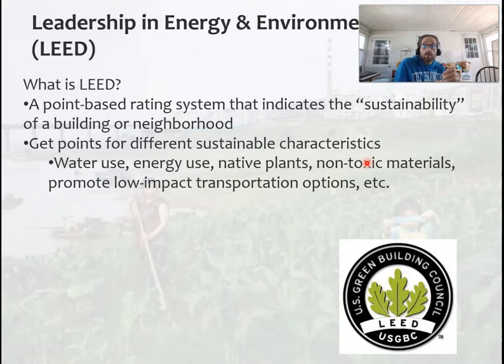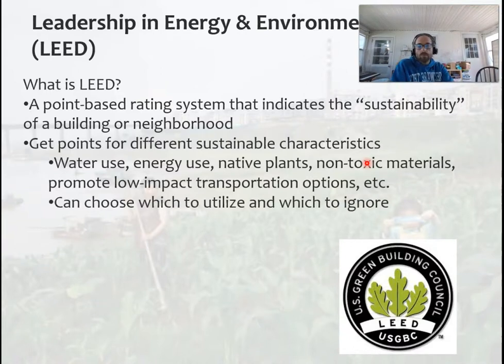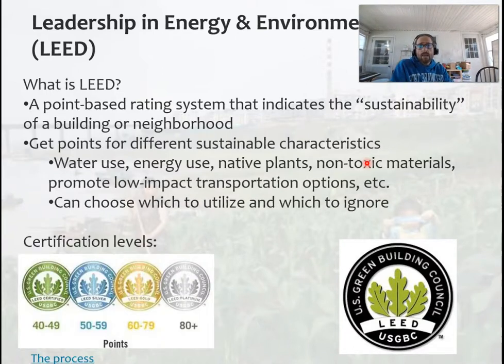But the point is, you just pick and choose and say, okay, I'm going to do this, I'm going to add solar panels, I'm going to add a little mini wind turbine, I'm going to use local building materials, I'm going to use these non-toxic ones, but you know what, I'm not really going to worry about water, I'm not really going to worry about growing my own food. Okay, so you can pick and choose. And at the end you tally it all up, and your points indicate which level of certification you have.